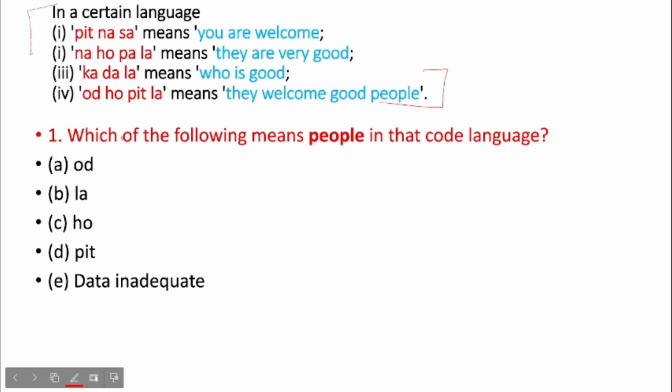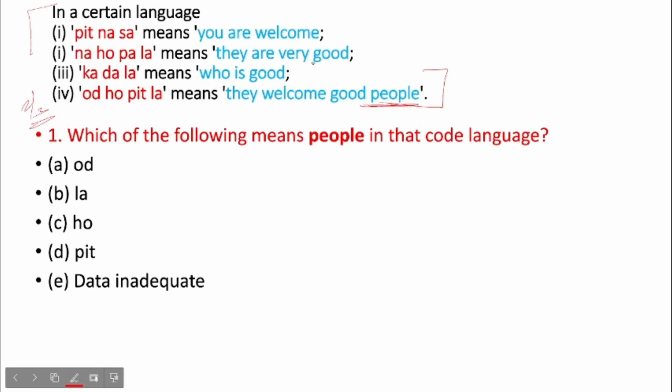So let's see the first one. We will understand by the end. I think there are two or three examples on this question, so you will get to know how this should be solved. Which of the following means people in that code language? Similarly, we have to find first where people is given in the above statements.